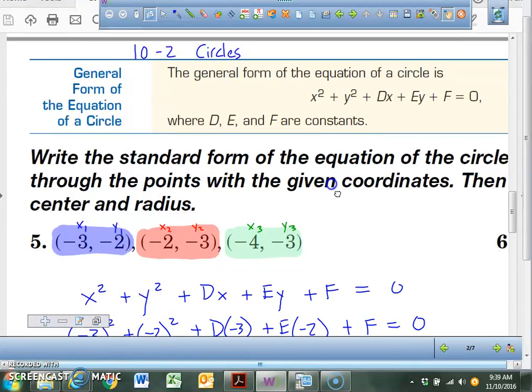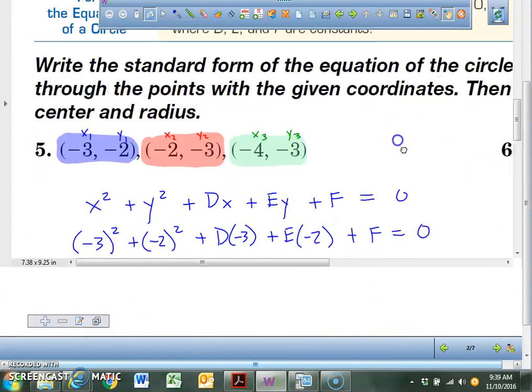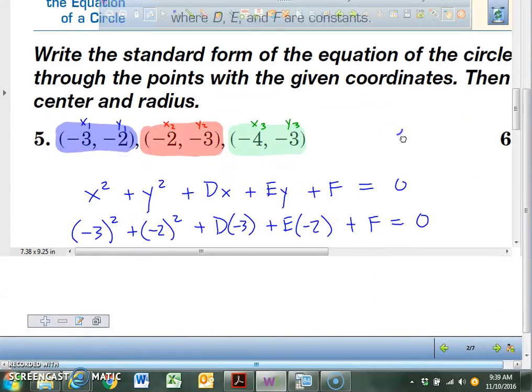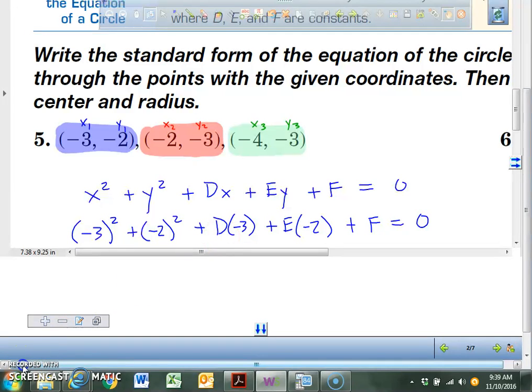Is that a 0? Oh, that's a 0. Where'd the -2 go? Would it be -2? Why did they switch around?